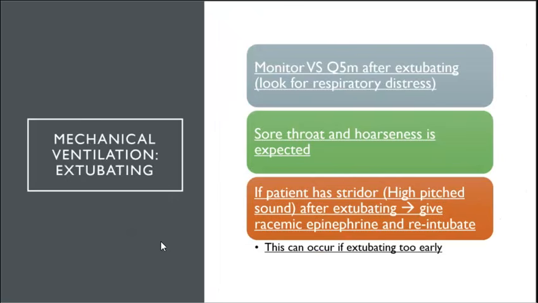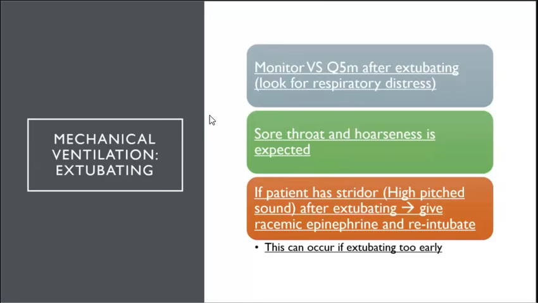Now, extubating. Remember, your ventilators are short-term solutions. So when the 2 weeks is up, and it just depends on your hospital protocol, remember, so let's just take that 2-week protocol. When 2 weeks is up, we start to wean, we slowly wean them down to where we can extubate them. When we extubate them, monitor those vital signs every 5 minutes. We are going to be looking for respiratory distress. Note that a sore throat and hoarse voice are going to be expected. That is a normal finding.